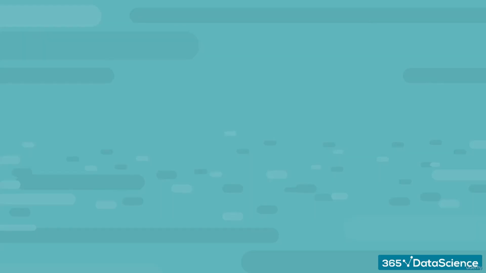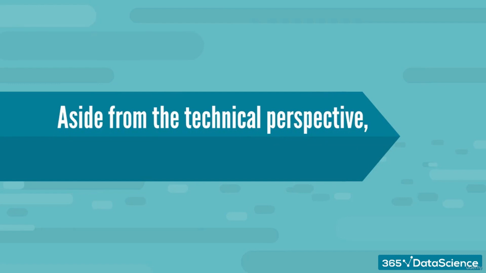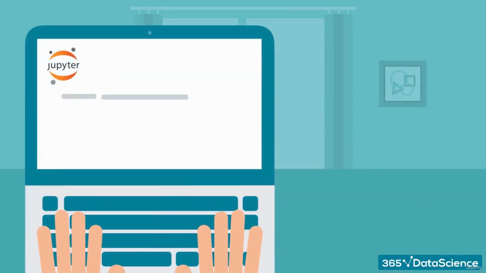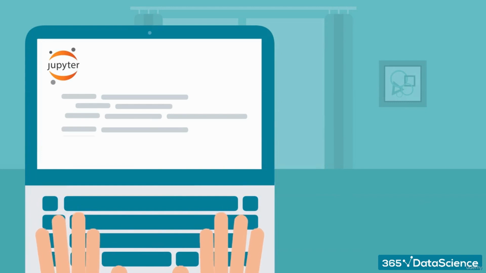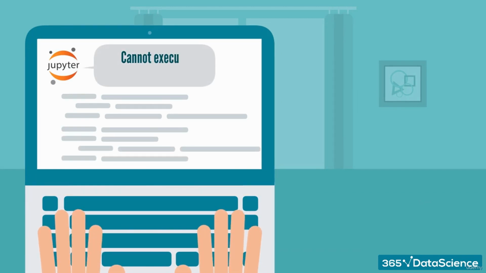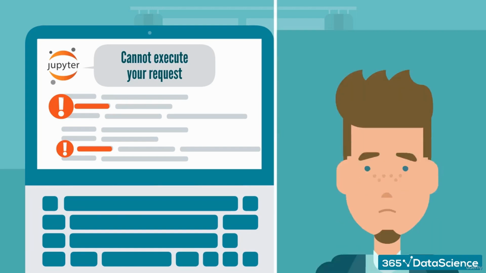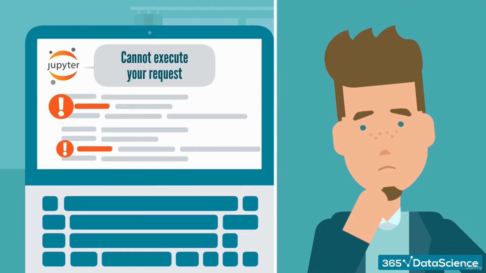All right. Aside from the technical perspective, there are several takeaways from this lecture. We can't rely on Jupyter to be always telling us the exact reason why it was not able to execute our request at a specific moment. It is amazing how accurate and precise it can be in its suggestions. But don't be surprised. Sometimes the obtained error messages won't be very clear to us, the programmers.